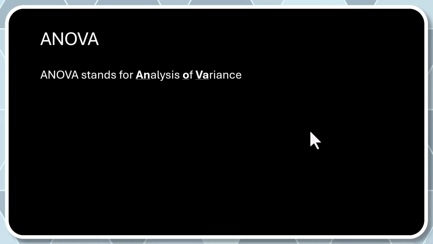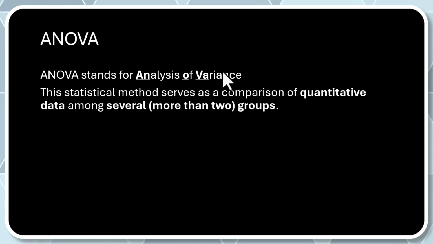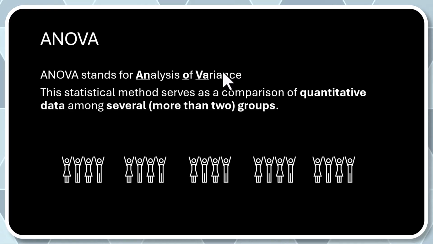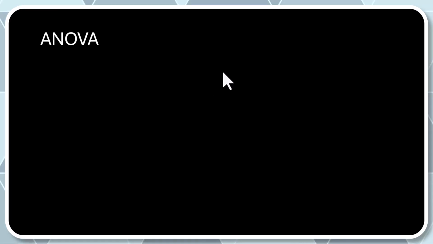ANOVA stands for analysis of variance. Notice that the A and the N come from the word analysis, and both the V and the A come from the word variance, so it's kind of a fake or forced acronym. This statistical method serves as a comparison of quantitative data among several, meaning more than two groups. That means that you can use it as a comparison among 3 or 4 or 5 or more groups.